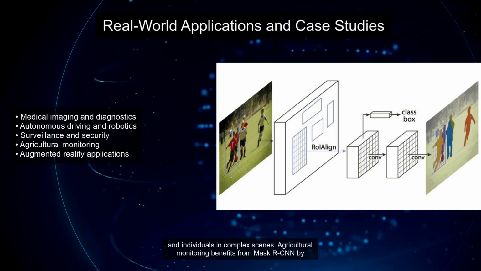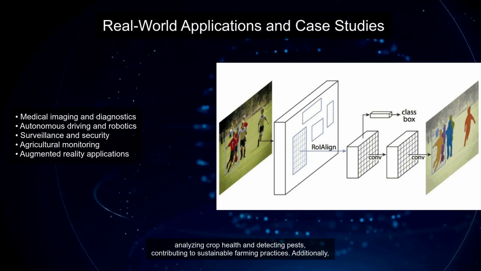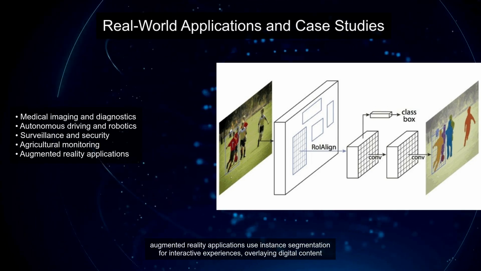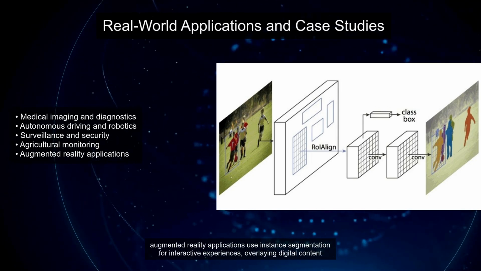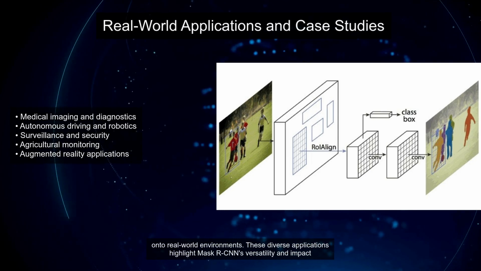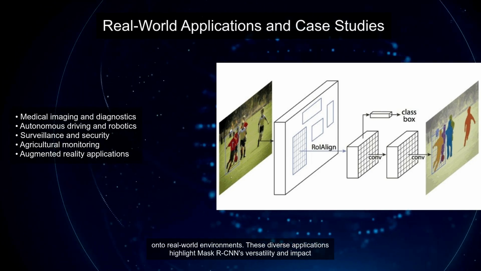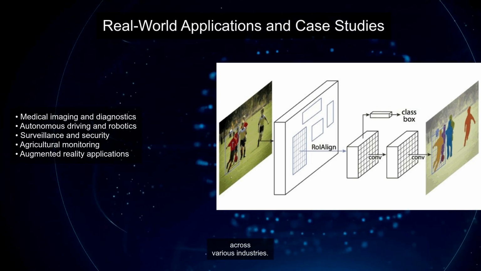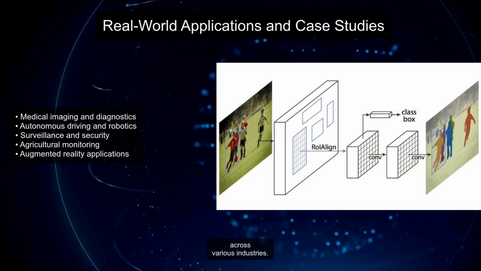Agricultural monitoring benefits from Mask R-CNN by analyzing crop health and detecting pests, contributing to sustainable farming practices. Additionally, augmented reality applications use instance segmentation for interactive experiences, overlaying digital content onto real-world environments. These diverse applications highlight Mask R-CNN's versatility and impact across various industries.